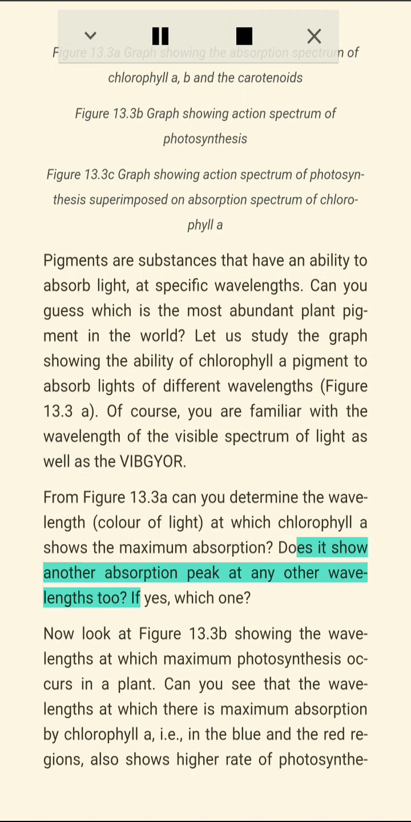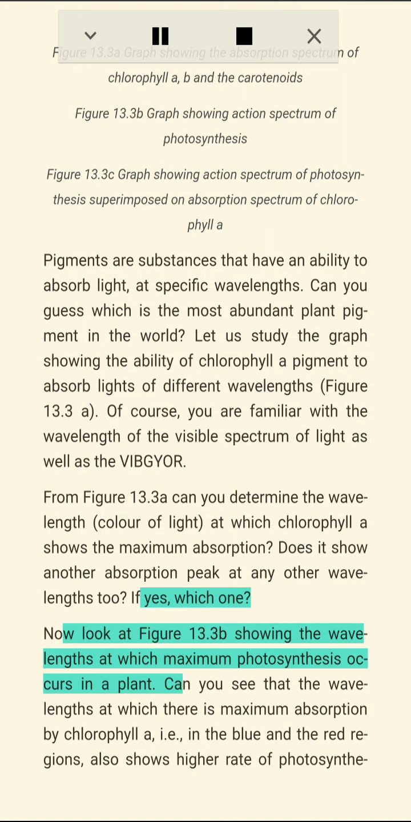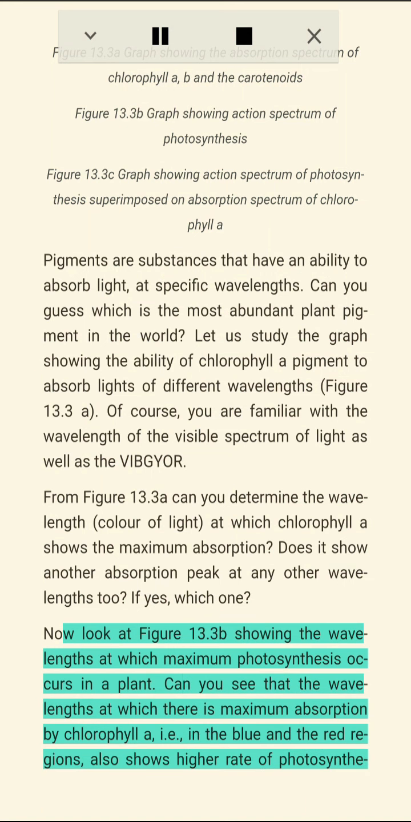From figure 13.3a, can you determine the wavelength color of light at which chlorophyll shows the maximum absorption? Does it show another absorption peak at any other wavelengths too? If yes, which one? Now look at figure 13.3b showing the wavelengths at which maximum photosynthesis occurs in a plant.